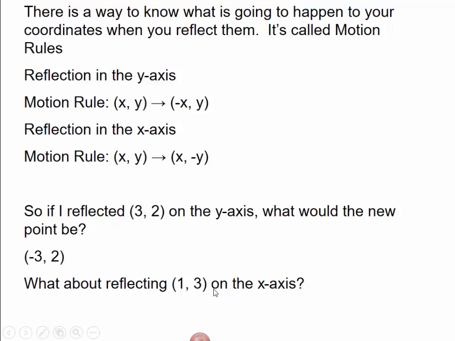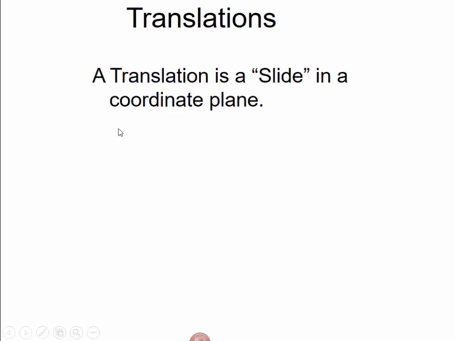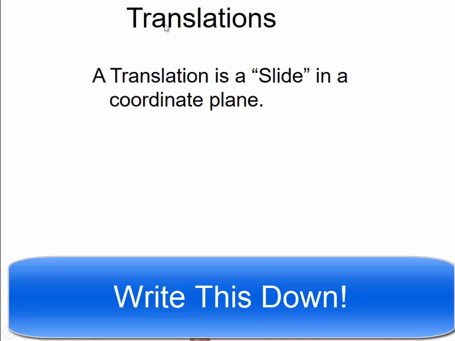What about reflecting (1, 3) over the x-axis? (1, negative 3). So the next thing we're going to talk about are translations. And translations are slides in a coordinate plane. So you need to write down everything on this screen.